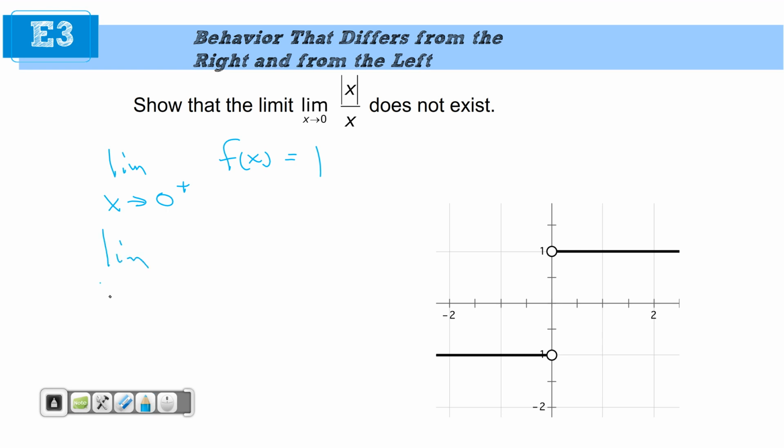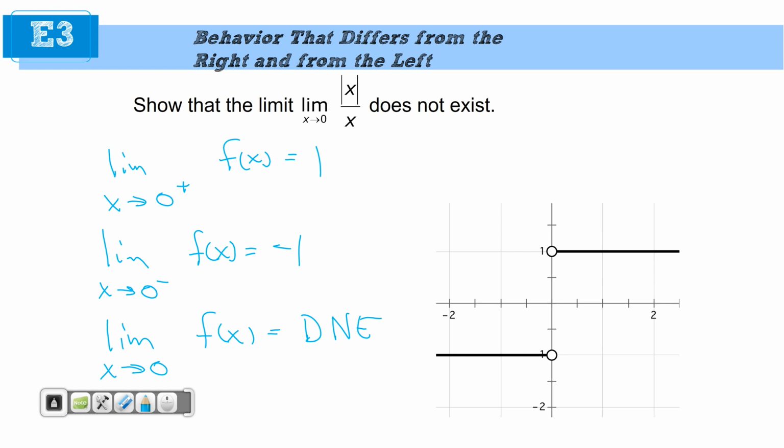Okay, so what's the limit as x approaches 0 from the negative side of the same function? Negative 1 from the left-hand side. So therefore, what's the limit as x approaches 0? Good. DNE, does not exist.